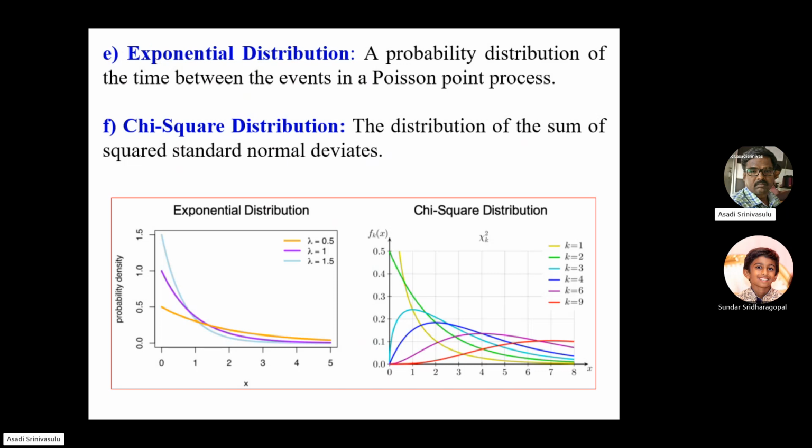So next, chi-square distribution. Why do we want to perform chi-square distribution? It is the distribution of the sum of squared standard normal deviates. In the case of classification and clustering, we use chi-square distribution for testing of all the data samples and the sum of squared standard normal deviates.